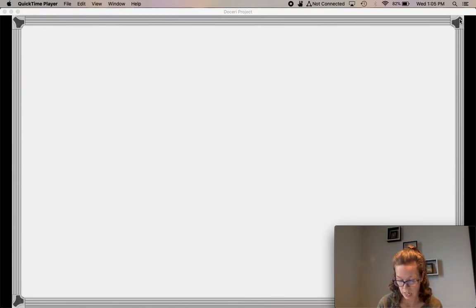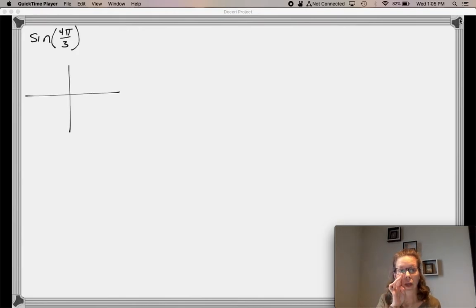And let's say that I want to do the sine of 4 pi over 3. Okay, so radians. 0, pi, and we're cutting pi into 3 pieces. So I want to cut the top half of this circle into 3 equal pieces.